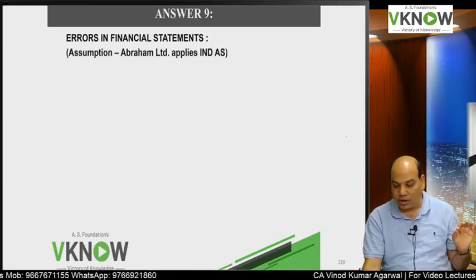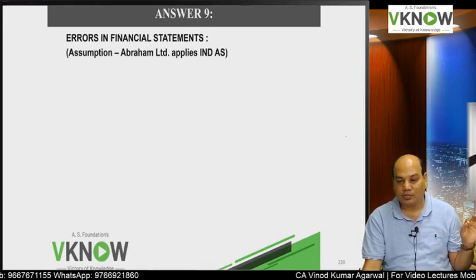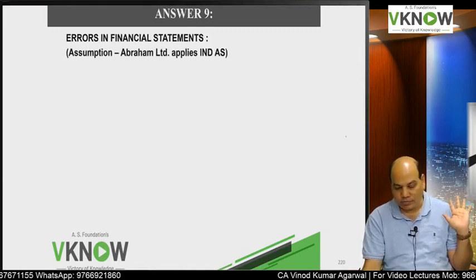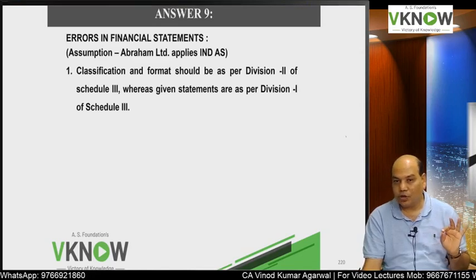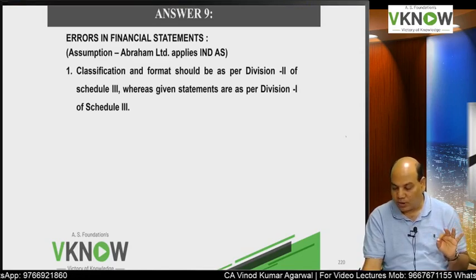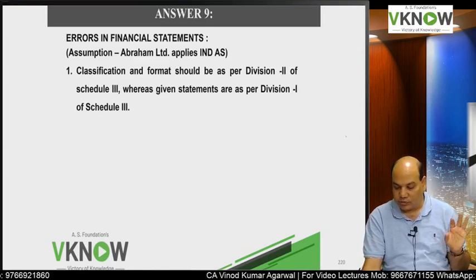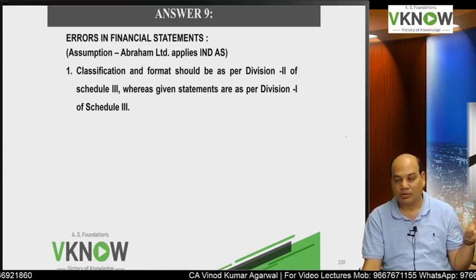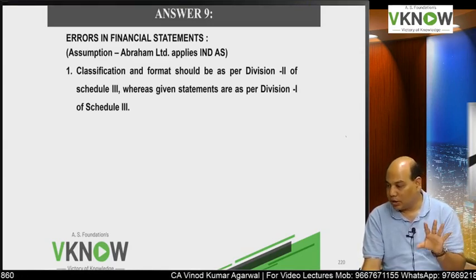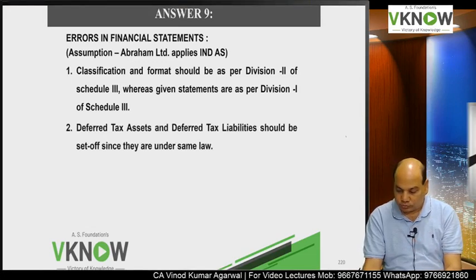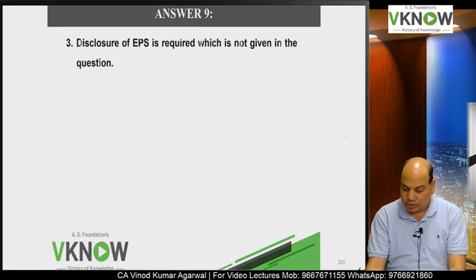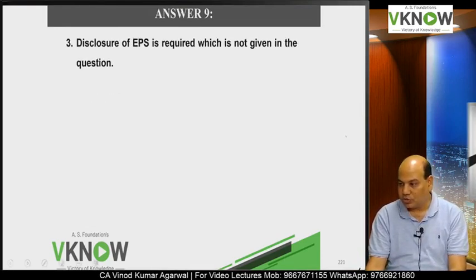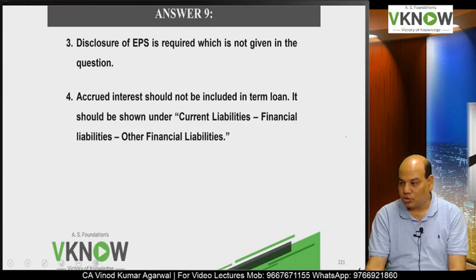First assumption is that Abraham Limited applies Ind AS. If Abraham Limited applies Ind AS, then the format used by Abraham Limited is as per Division 1, but they should follow Division 2. The DTA and DTL should be netted off. Third, EPS is not disclosed, which is to be disclosed on the face of the profit and loss.